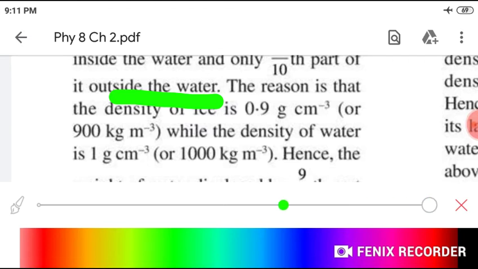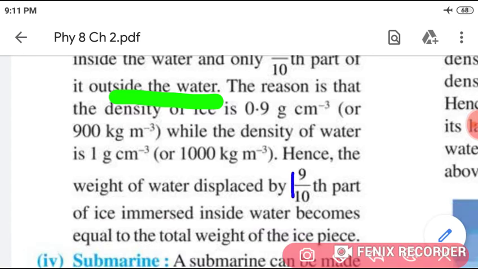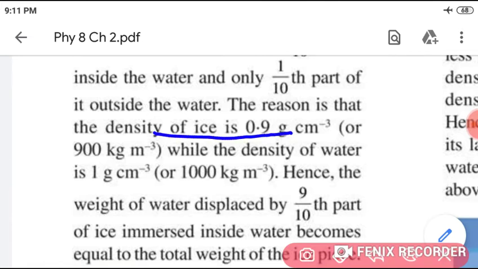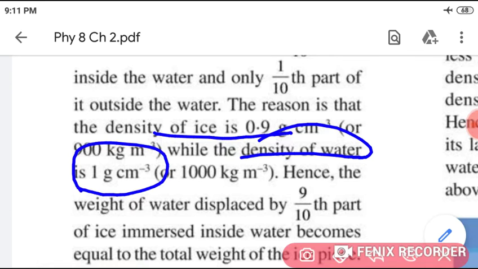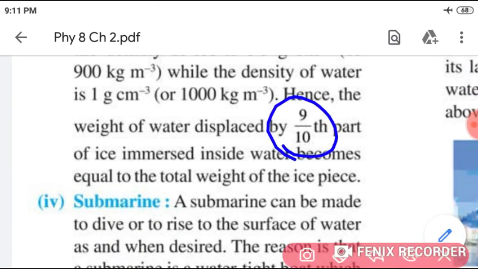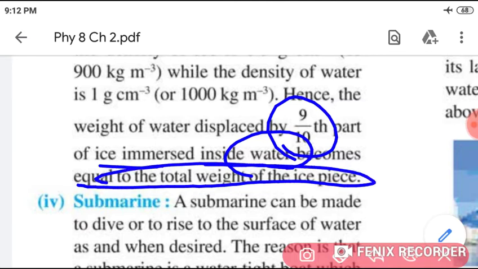The reason behind that is, first of all, that the density of ice is 0.9 gram per cubic centimeter, while the density of water is how much? 1 gram per cubic centimeter. Hence, students, the weight of water displaced by 9 by 10th part of ice immersed inside water becomes equal to the weight of the ice piece.